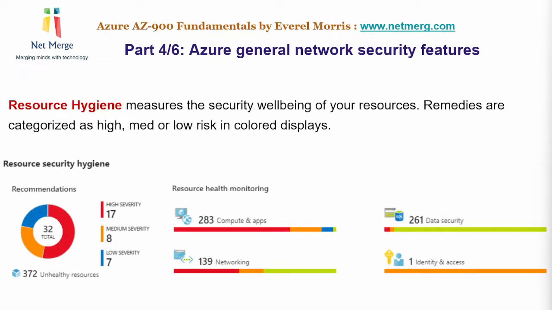Now, resource hygiene. It measures the security well-being of your resources, and remedies are categorized as high, medium, and low, and it gives you a graphic display so you can understand what is high priority. So there's the red, here's your orange, and here's your blue, and it gives you a graphical overview. It even categorizes the different health monitoring and tells you what needs to be attended to as it relates to security. So remember the resource hygiene and what the resource hygiene is used for.